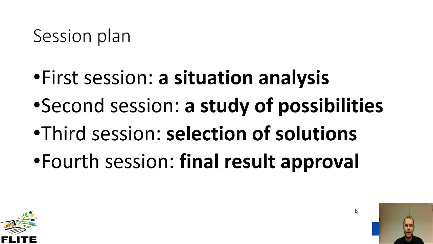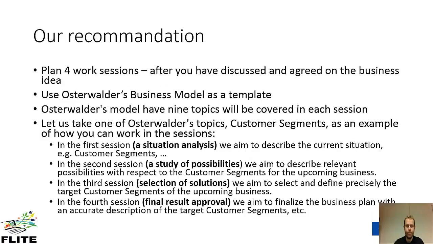We suggest a session plan with 4 sessions. That means that you, in this course, you should plan 4 sessions. We have given the sessions names, and we will try to explain later what this means. But the first session is called a situation analysis. The second session is called a study of possibilities. The third session we call selection of solutions. And the fourth session we call final result approval. And our final result will be the business plan.